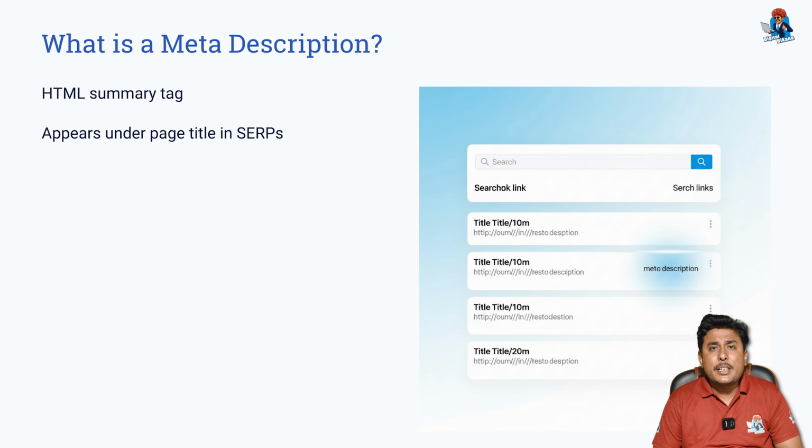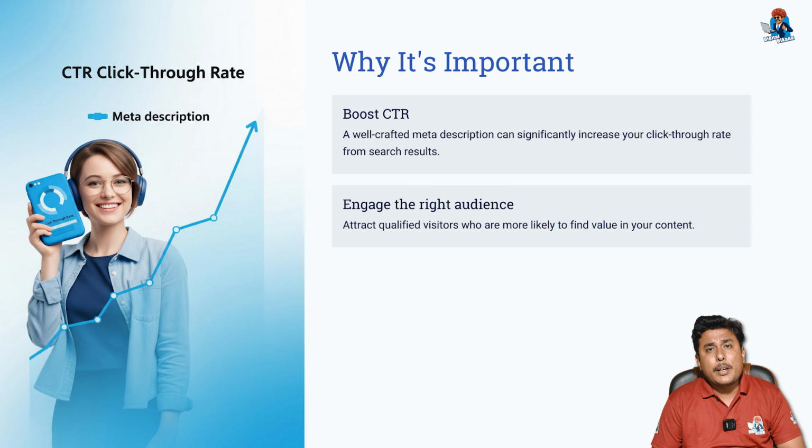A meta description is an HTML tag that summarizes your page's content. It appears below your title in search results and helps users decide whether to click. A well-crafted meta description can increase your click-through rate, attract relevant traffic, and improve user engagement, even though it is not a direct ranking factor.